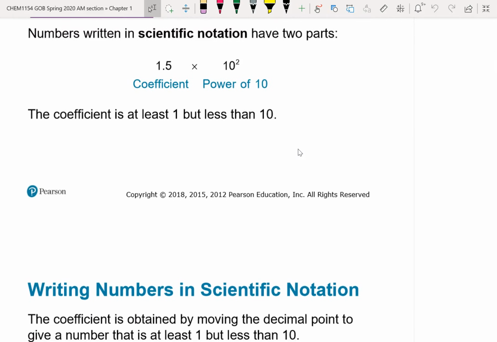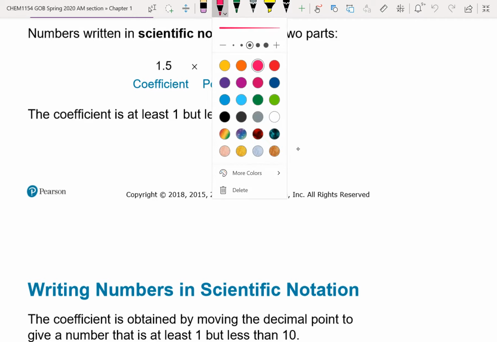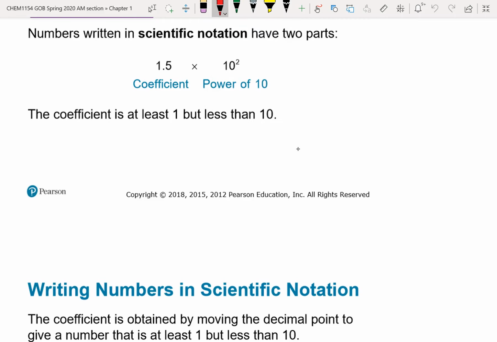So any number that you write in scientific notation is going to have 2 parts to it. All right, so we're going to have a number times 10 raised to a certain power. So that number that we have at the beginning here, that is called a coefficient. All right, and that coefficient, in order for that number to be expressed properly in scientific notation, or exponential notation is another name for it, that coefficient has to be a number between 1 and 10. All right, so at least 1, but less than 10.